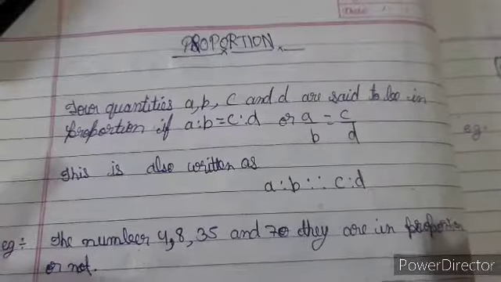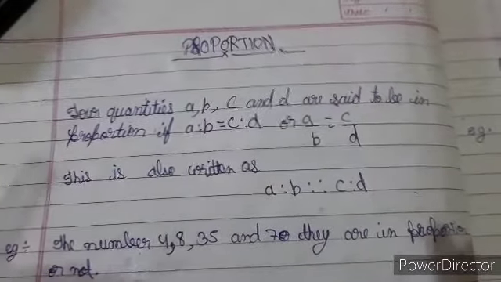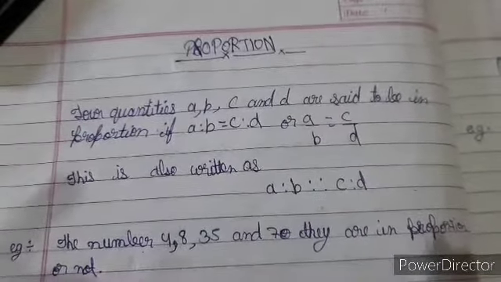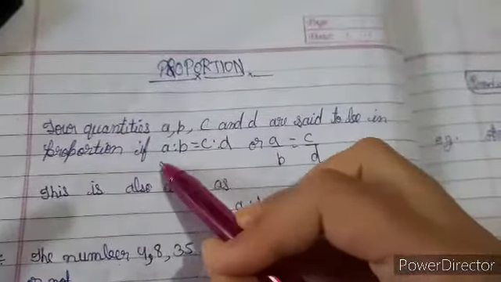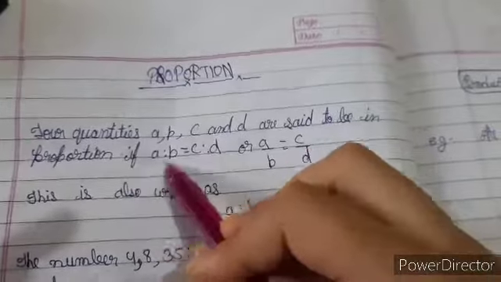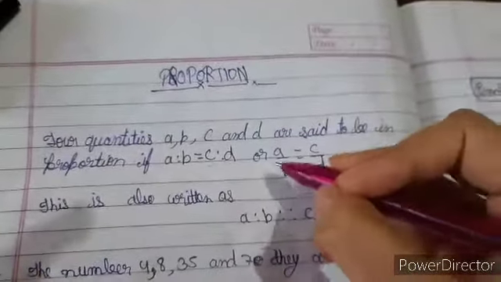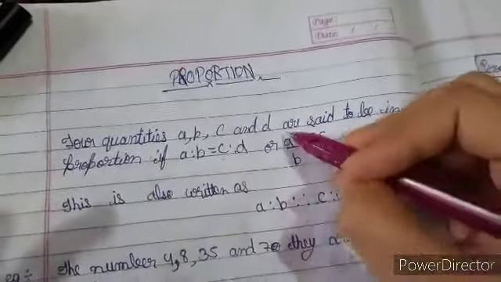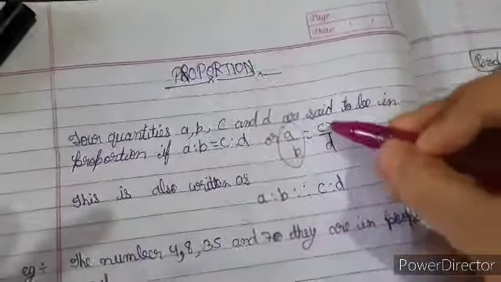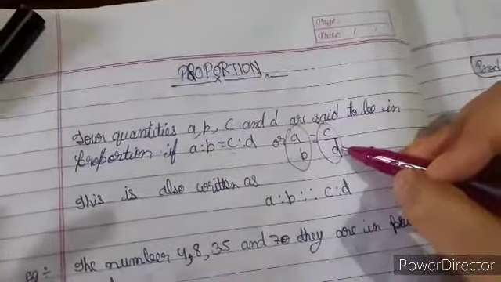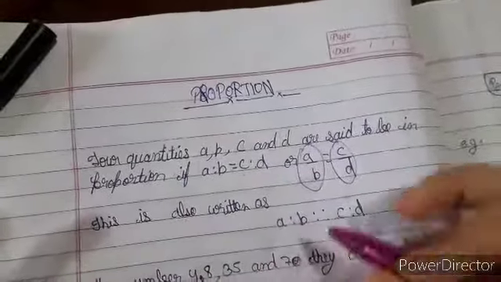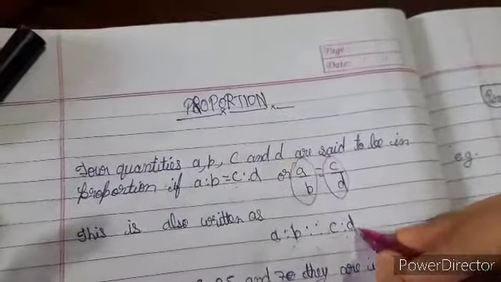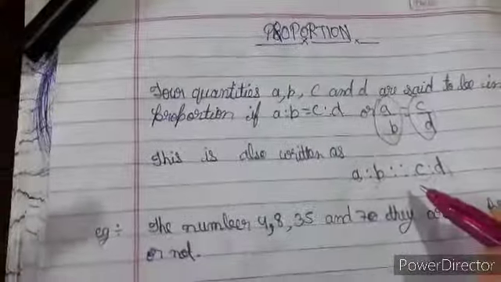Four quantities A, B, C and D are said to be in proportion if A is to B is equal to C is to D. We can write A is to B is equal to C is to D. We can write in this form also: A upon B is equal to C upon D. This is also written as A is to B such that C is to D.